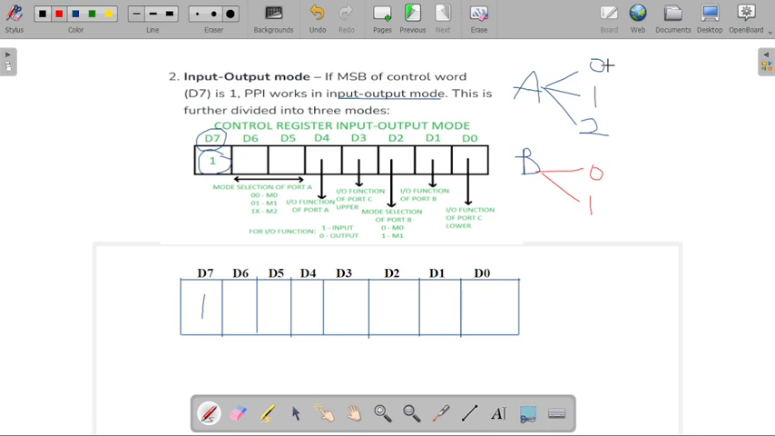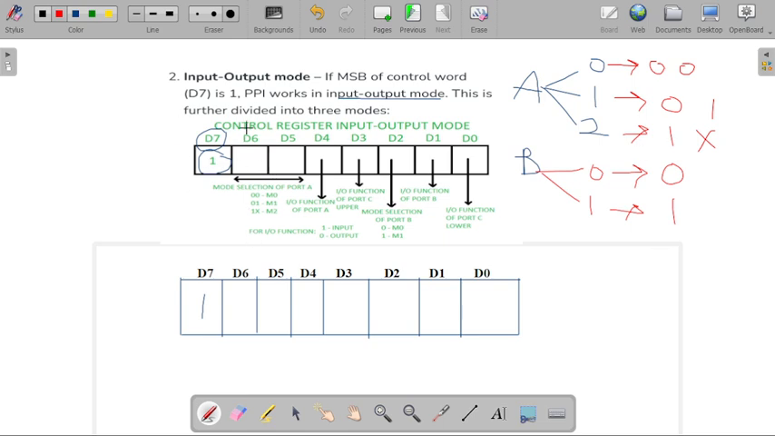For our group A structure, for mode 0 we are writing 0 0. For mode 1 we are writing 0 1, and for mode 2 we are writing 1x or 1 0. So x indicates the don't care condition, and that is not defined in our code structure. For group B modes of operation, there are two modes, 0 and 1. For mode 0 we are writing 0, and for mode 1 we are writing 1.